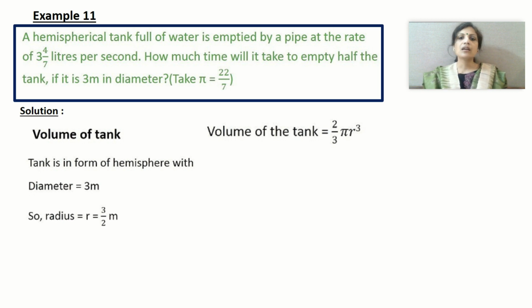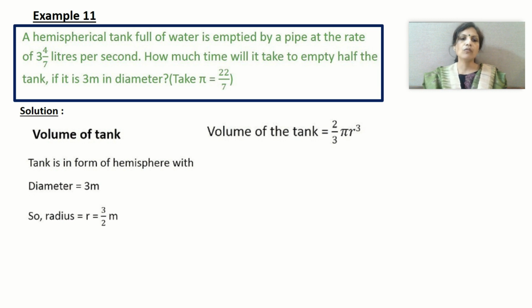We have been asked how much time it will take to empty half the tank. The diameter of the tank is 3 meters, which is given to us. Since we have been instructed to find how much time it will take to empty half of the tank, we will first find the volume of the full tank, and then we will find the volume of half the tank. Alright, so let's see how the sum goes.